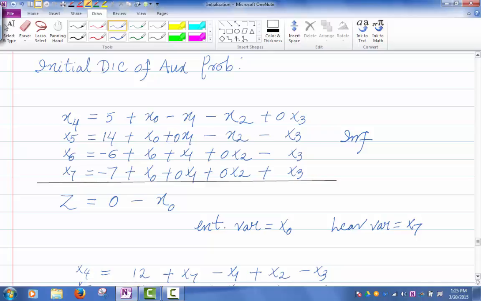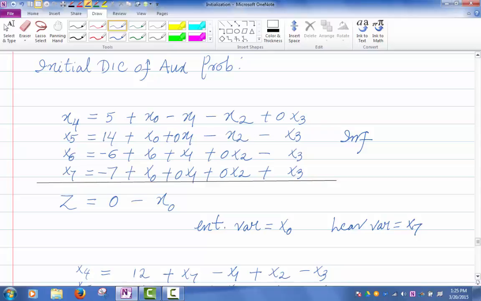Now, once I do choose them, how do I go to the next dictionary? What do we do? x0 will enter, x7 will leave, right? So what's the pivoting operation now? x7 leaves, so look at the row for the leaving variable. From there, I can solve for x0, and whatever I get for x0, I'm going to put that for x0 here, right?